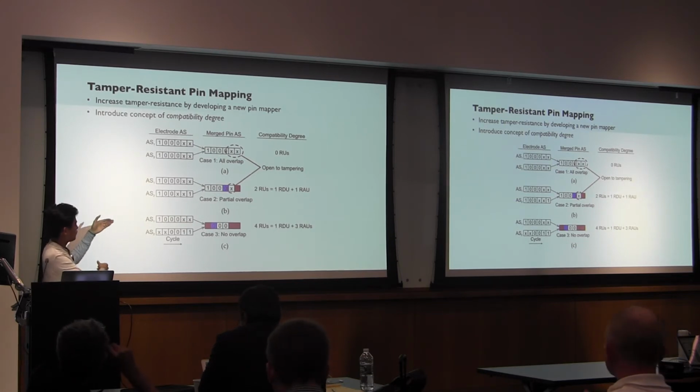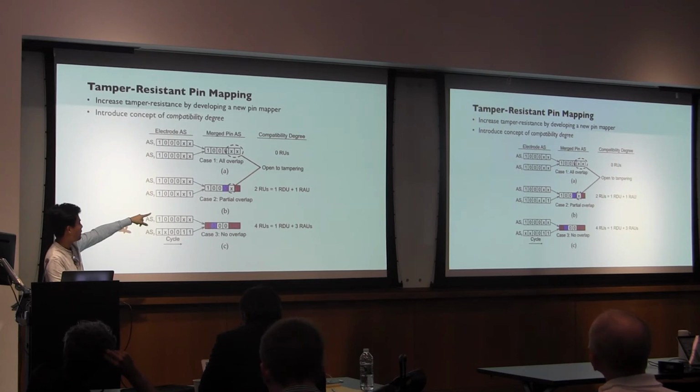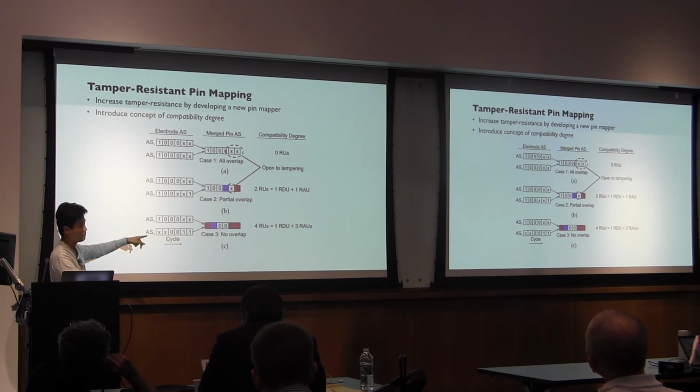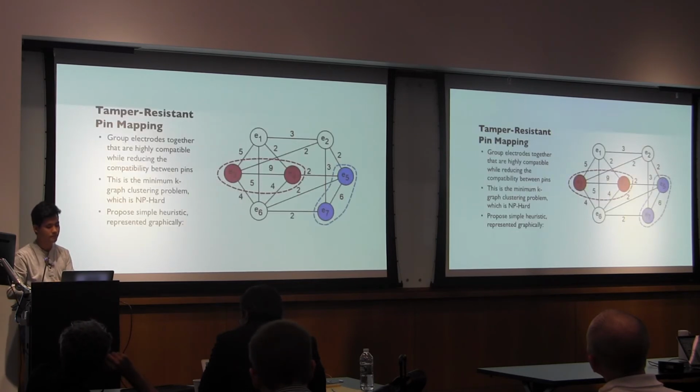The second case is partial overlap. Here we only have 1 don't care that's open to tampering. And then the third case is no overlap, which is going to be the best case for us, because if you want to make an arbitrary change here, you're going to interfere with the functional droplets.